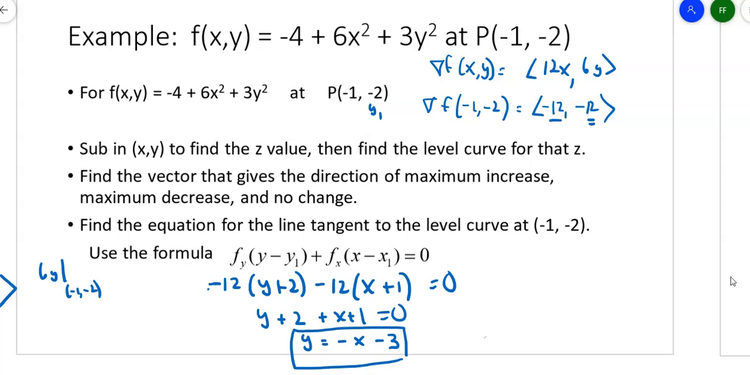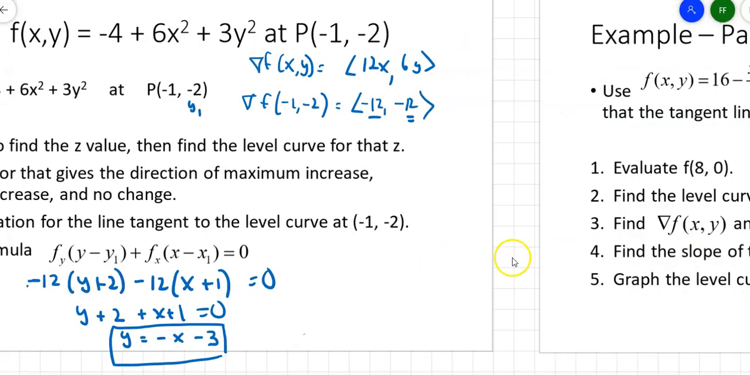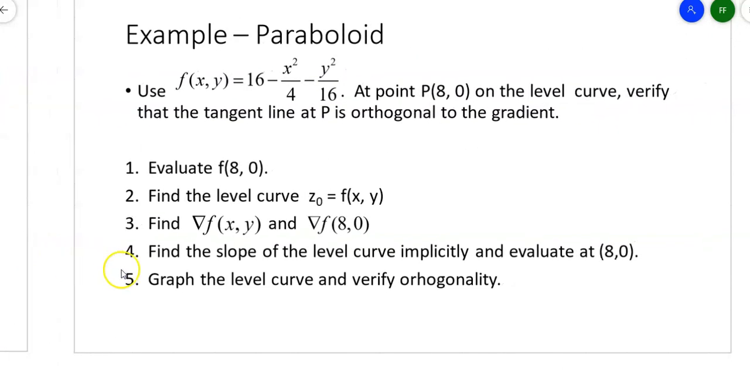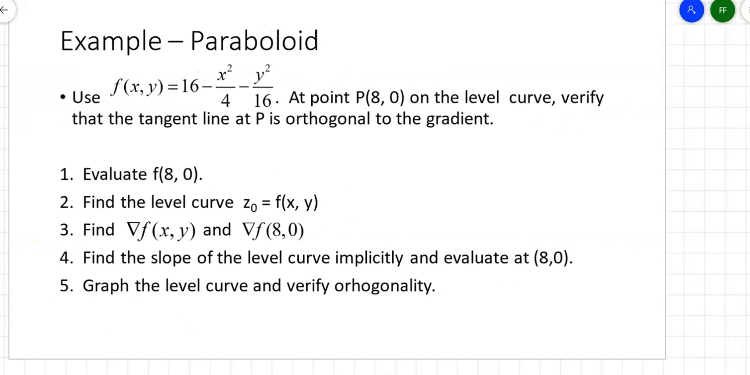Remember, if we're doing level curves, we're in terms of x's and y's on the xy plane. Right, for the next one, let's take a look at a paraboloid. In this case, I've got an f of x, y that was given, and the point (8, 0) on a level curve. Verify that the tangent line is orthogonal to the gradient. If I evaluate that function at (8, 0), I want to get some value for z. It won't be surprising, but let's do it anyway.